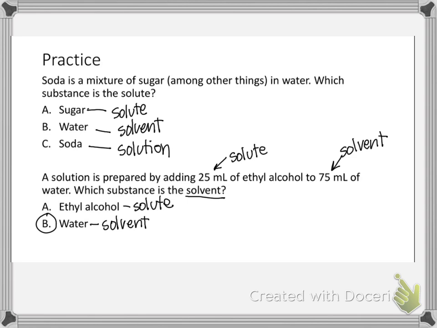Now in both of these examples, I have water as the solvent, which is a very common solvent, so it's not unusual. But be sure to read questions like this clearly. For example, if the numbers were flipped and you had 25 milliliters of water to 75 milliliters of ethyl alcohol, then the ethyl alcohol would actually be the solvent, not the water. Okay, so that's our introduction into some of the vocabulary and properties of a solution. There's more to learn.